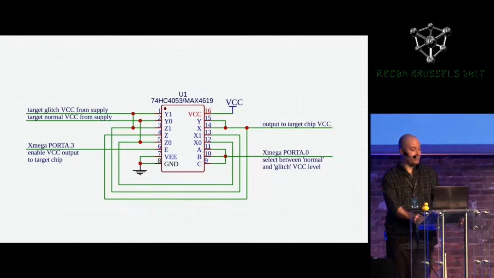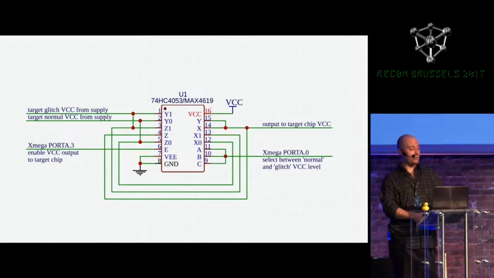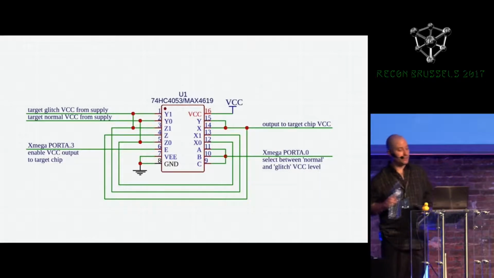So the inputs to X, Y, and Z1 are coming from my power supply, and those will be the glitch voltage level that I set, while the input 0 is the normal power supply level that I set. And then the outputs X, Y, and Z are the output actually going to the target chip. So to control this, I just need 2 signals. I'm running these to my Atmel XMega development board that I use. So the enable pin, I run to the XMega port A3, which allows me to enable or disable the output to the chip entirely. And then the control pins A, B, C, I'm running to another XMega port A0. And this is how I'm going to switch between the normal and the glitch voltage levels.